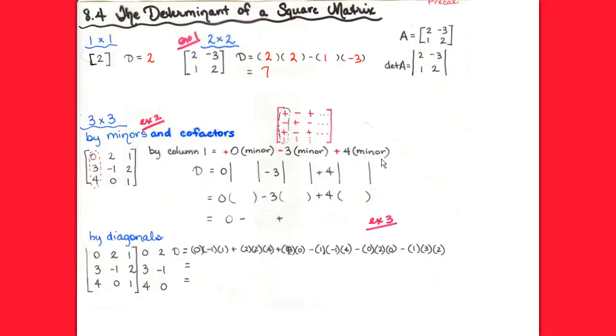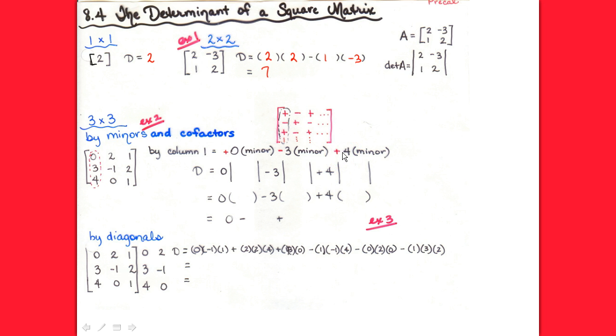So I'm going to match this up. Because I was evaluating the first column, I'm going to come to the checkerboard matrix and say in the first column it tells me to add and then subtract and then add. So that's exactly what we're going to do here. We're going to add and then we're going to subtract and then we're going to add.